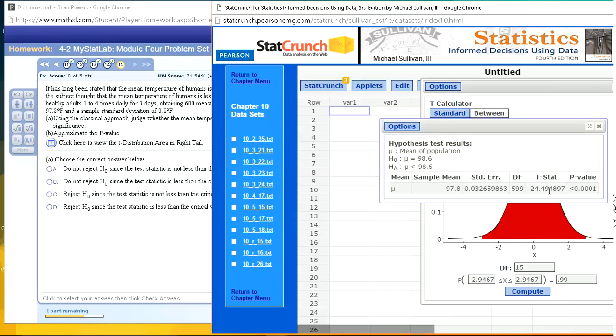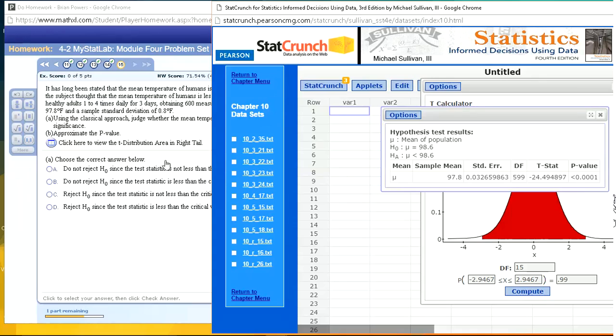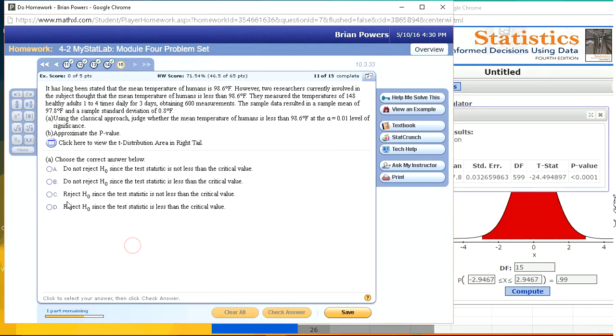Okay, there we go. So the t-statistic: any t-statistic that's bigger than 5 or less than -5 is absolutely, extremely strong evidence. And look at that p-value, less than 0.0001. That means they can be virtually 100% sure that the mean temperature is less, right? So we do reject. Now, it says using the classical approach.